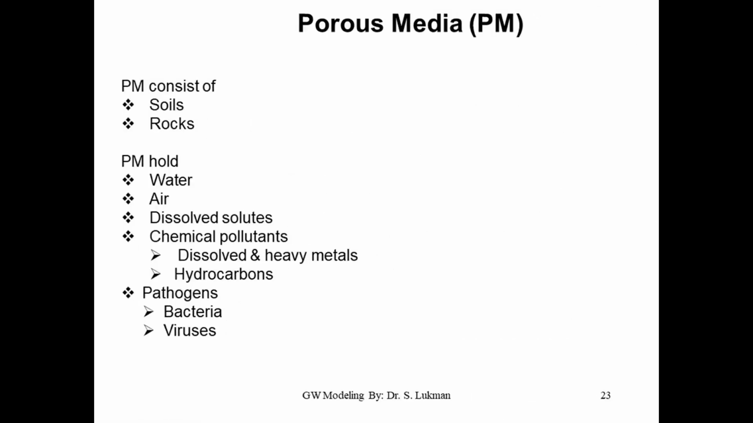Now, porous media consists of soils and rocks. Just the soil we have, the matrix, okay? Soils and rocks, and porous media hold water, air, and contaminants, which can be dissolved solids and chemical pollutants. The chemical pollutants can be dissolved heavy metals, which are dissolved in the water, or are attached to the soil matrix, which is the porous media. They can be attached to the porous media.